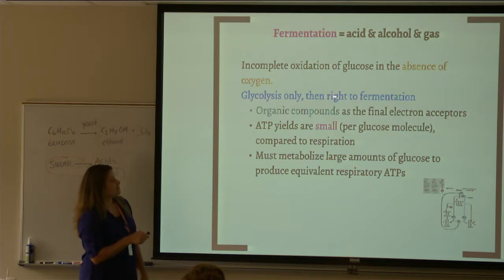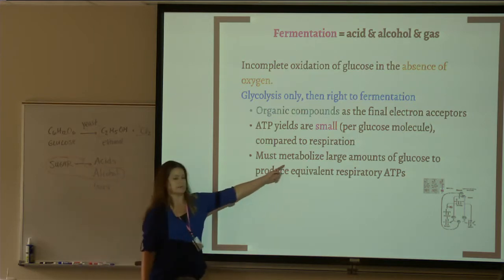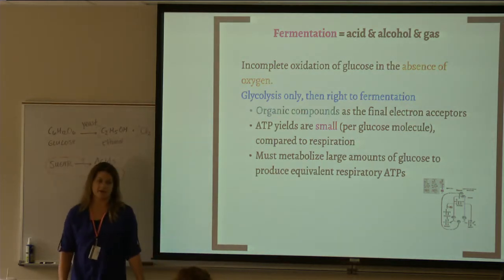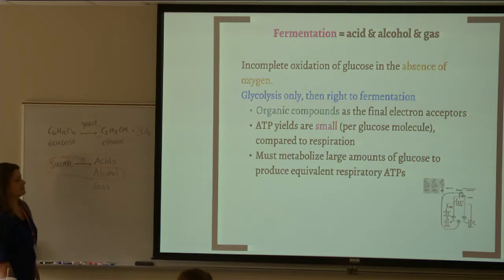So, glycolysis only, right, to fermentation. Organic compounds, like, what is the name of the organic compound again? Pyruvate, final electron acceptor. ATP yields are small. How much ATP do we make per glucose? Two. So you would need to metabolize a lot of glucose to match aerobic respiration.